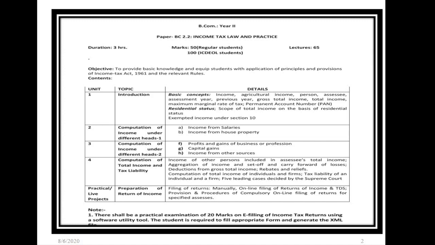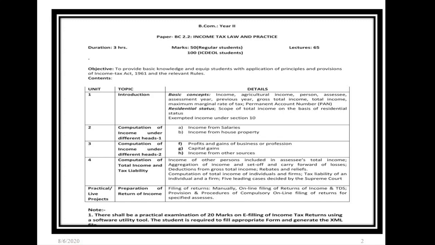Then the exempted incomes under section 10. There are so many incomes which are exempted under section 10 of the Income Tax Act 1961. The second unit is because the total income of a person is divided into the 5 heads of income, and these 5 heads are divided into 2 units. So the second unit is computation of the income under different heads, in which only the 2 heads, income from salary and income from house property, are covered.